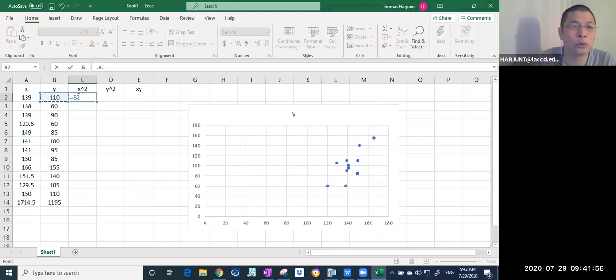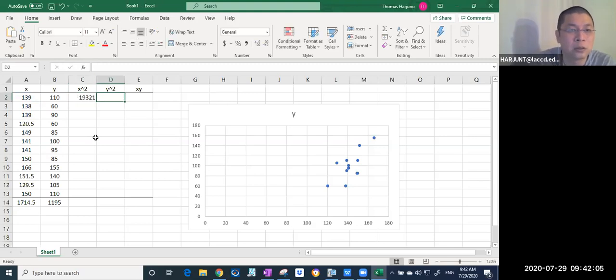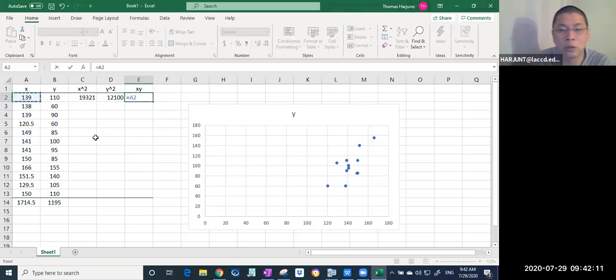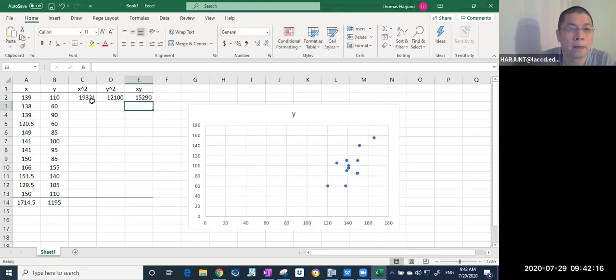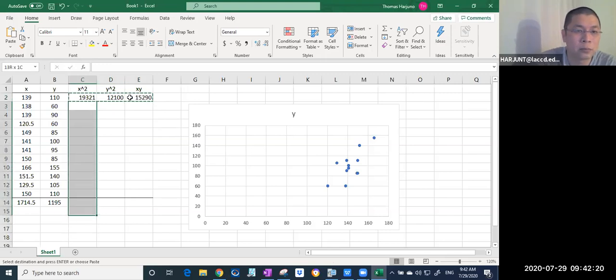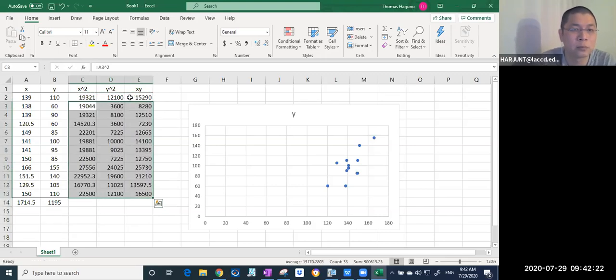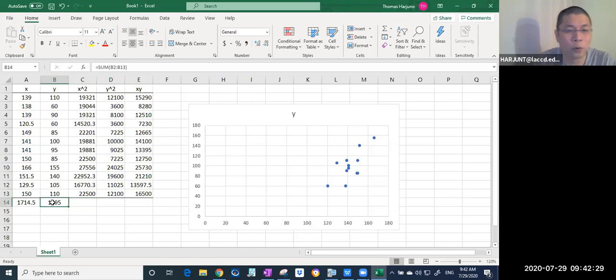This is equal to that X squared, equal to this being squared. Is equal to the product. And I will copy this down. And I will get the sum for those three.